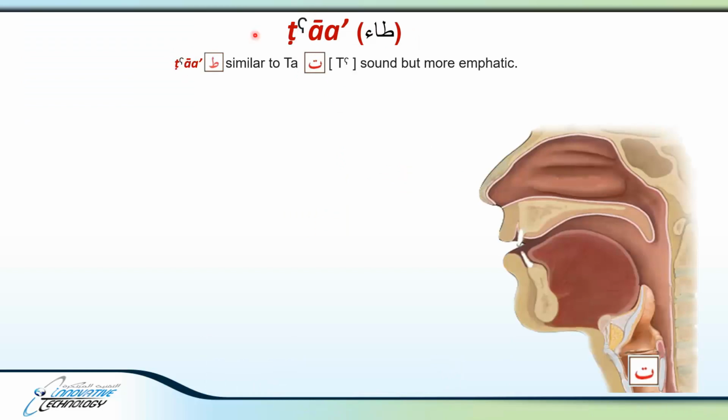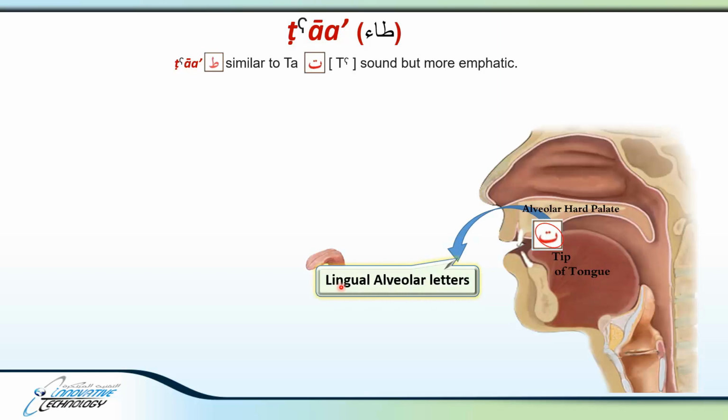To learn how to pronounce it, start with a T. Ta is similar to the Ta, like the T sound, but more emphatic. What do we mean by more emphatic? We'll explain. It articulates between the alveolar part of the hard palate and the top of the tip of the tongue. That's why we call it a lingual alveolar letter.